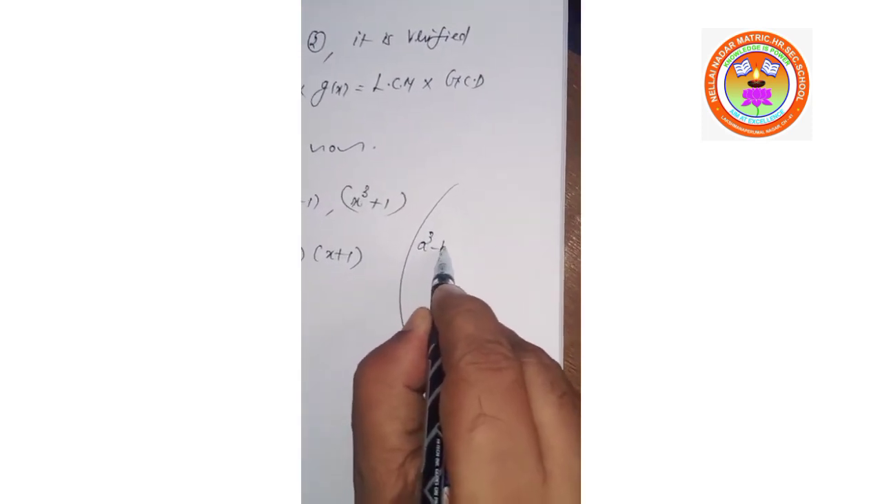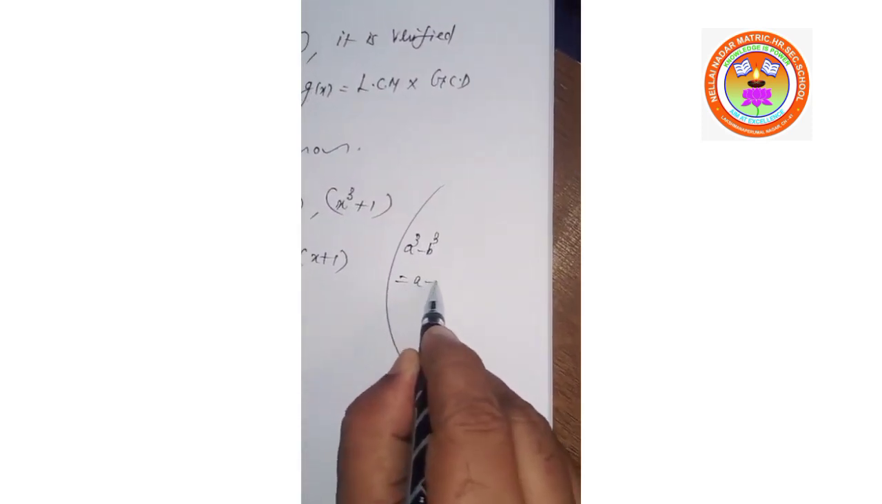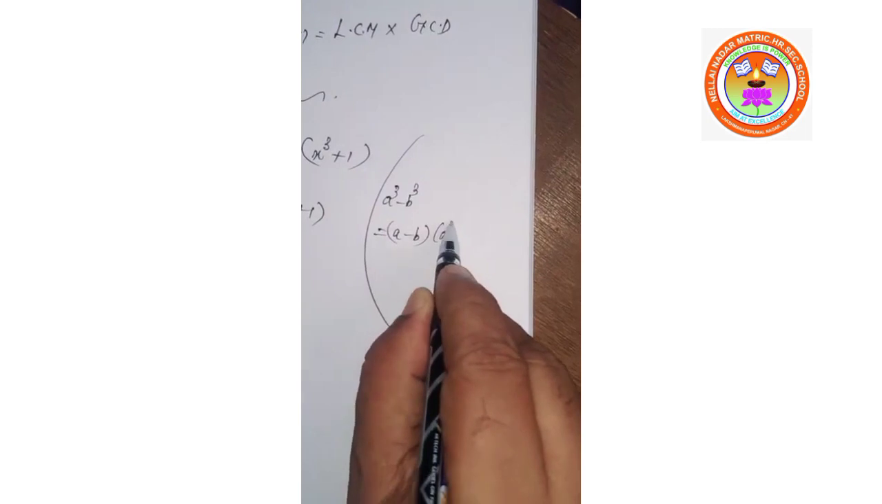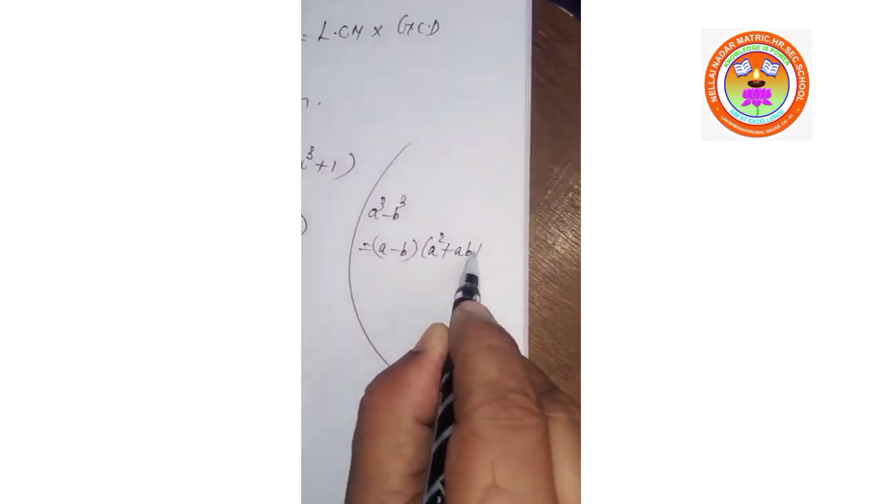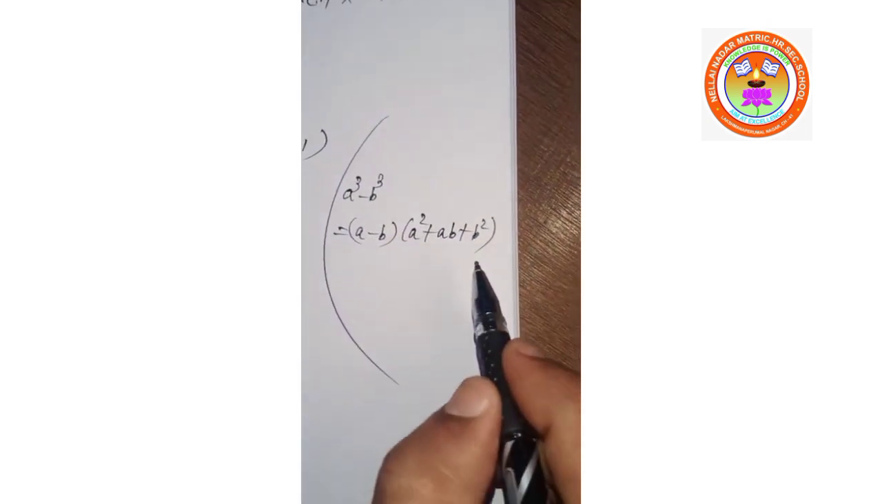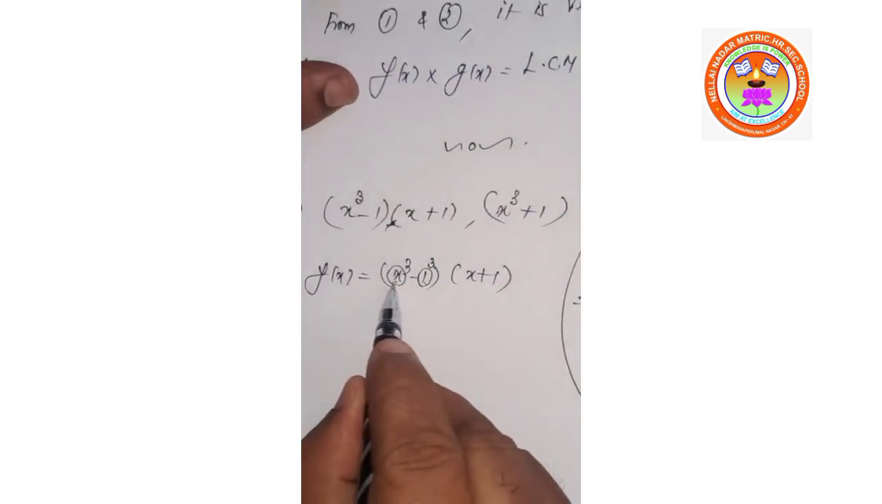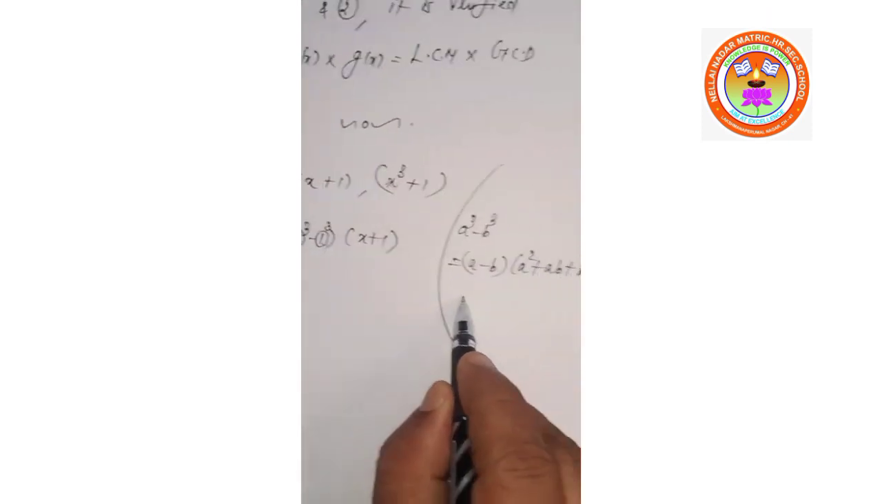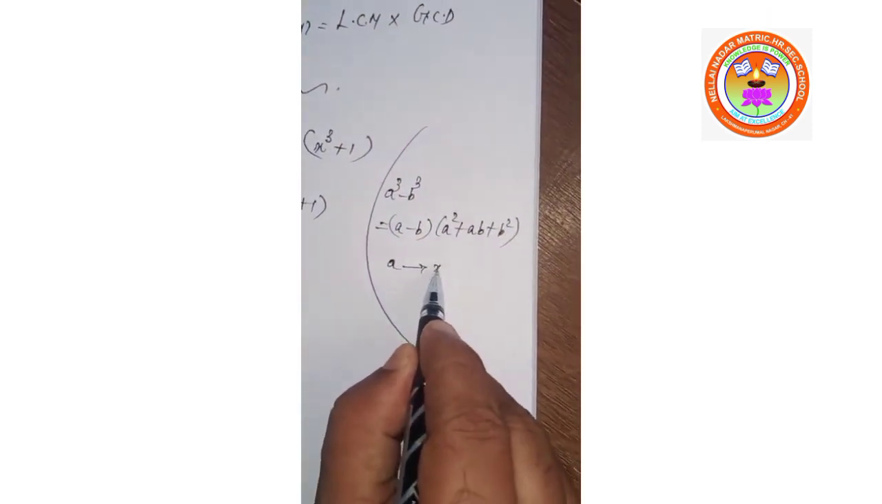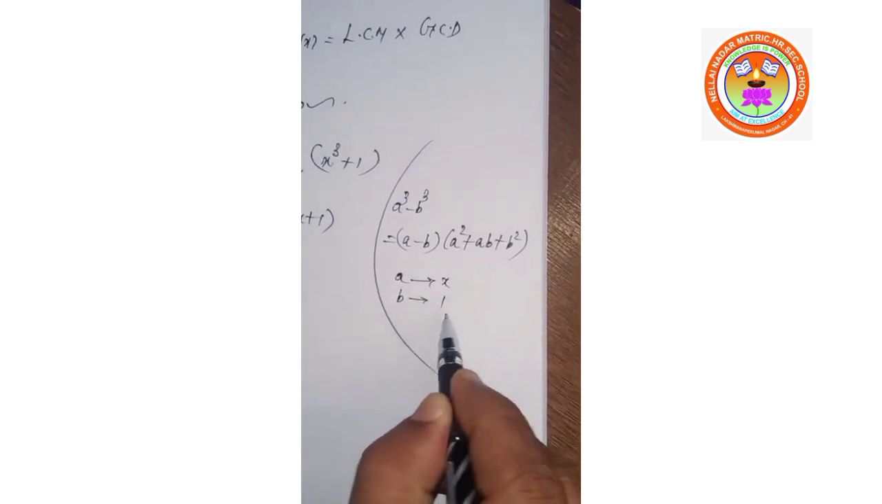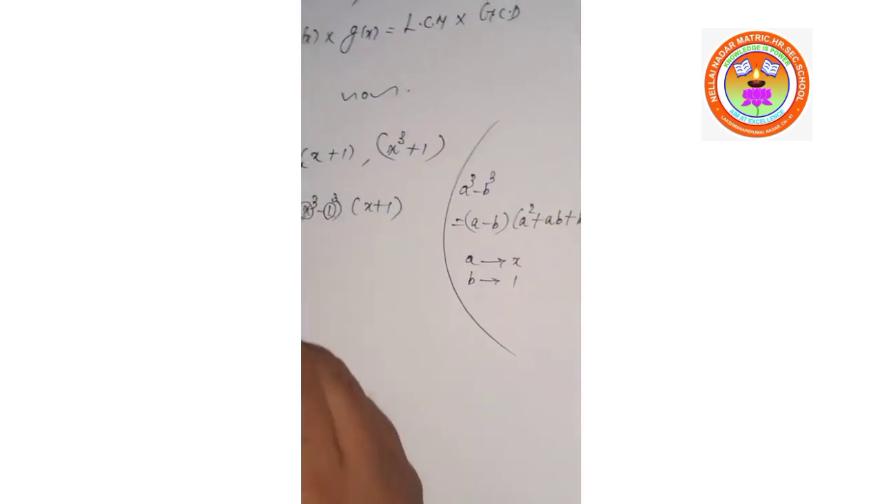a cube minus b cube is equal to a minus b into a squared plus ab plus b squared. Which one is a? x. Which one is b? 1. So a is x, b is 1. Substitute over here.